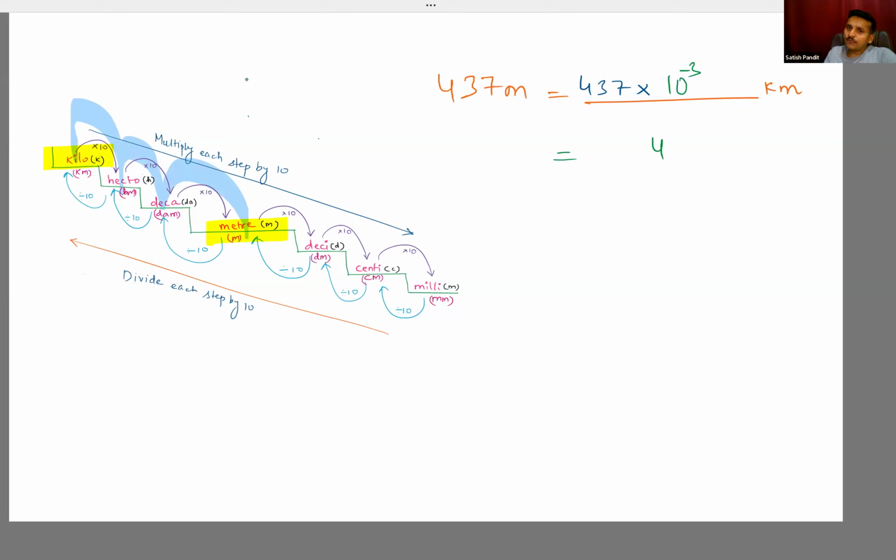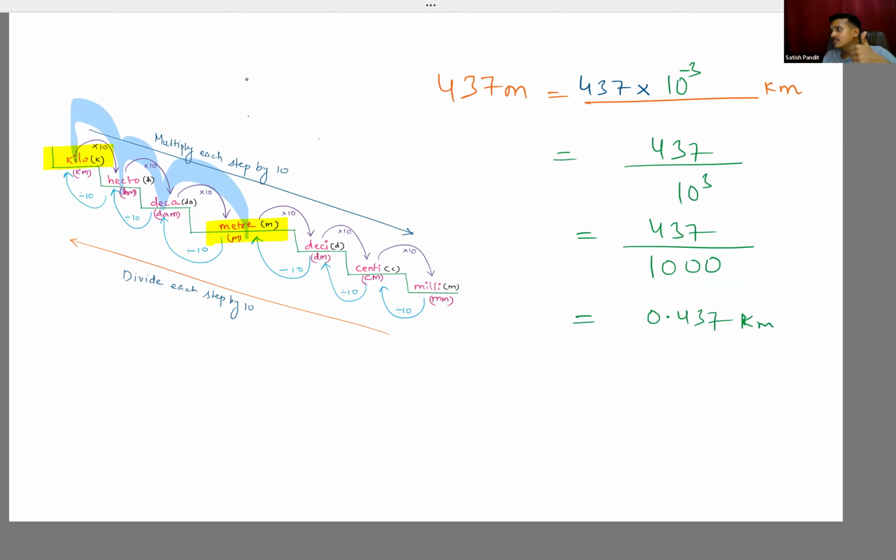So I can write 437 by 10 to the power 3, because it goes down, it will become 10 to the power 3. Yes or no? See, 10 to the power 3 means 1 followed by 3 zeros. That is the meaning of 10 to the power 3. Now, how many decimal places will come? 3, because there are 3 zeros. So the answer will become 0.437 kilometers. Clear? 3 decimal places will come, no? You have put 4 decimal places actually.